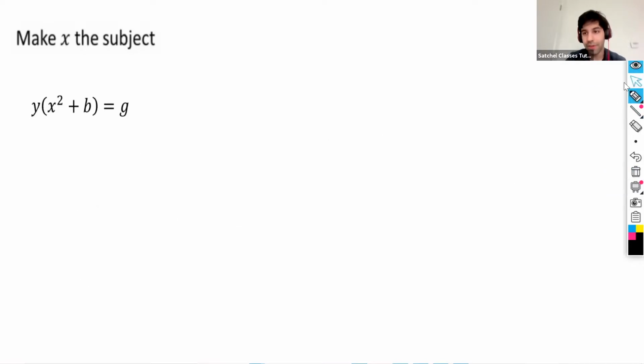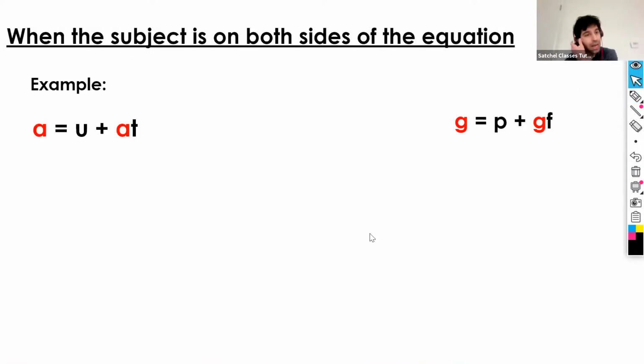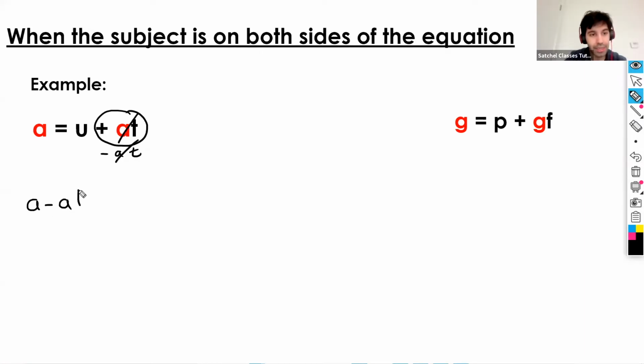Right, and moving on. So here we have a slightly trickier example in the sense that the variable that we want to make the subject, in this case a, is on both sides of the equation. So what we will have to do here is to get the variable that we want to make the subject on one side of the equation. So over here, what I'm going to do is subtract at from both sides. So at minus at is 0, so they cancel out. What we'll be left with is a minus at on this side is equal to u.